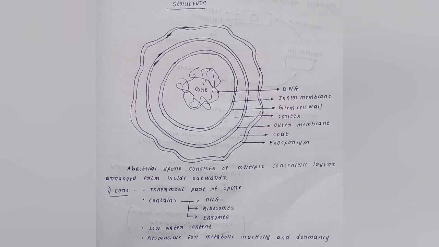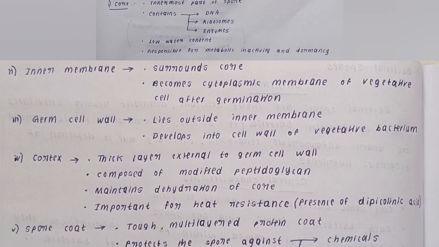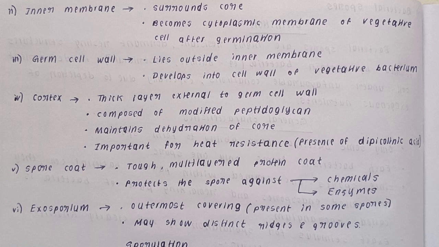The next part is the inner membrane, which basically surrounds the core and becomes the cytoplasmic membrane of the vegetative cell after germination. In the spore, it is the inner membrane, but as soon as the spore germinates and becomes the vegetative cell, the inner membrane becomes the cytoplasmic membrane. Next, the germ cell wall lies outside the inner membrane and develops into the cell wall of the vegetative bacteria. Then comes the cortex, a thick layer external to the germ cell wall, composed of modified peptidoglycan, and it maintains the dehydration of the core.